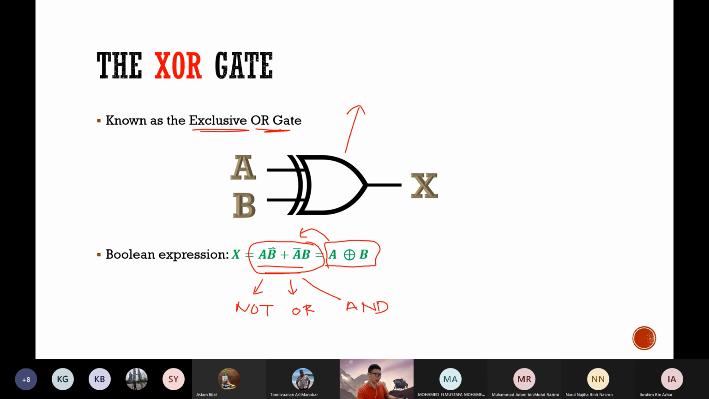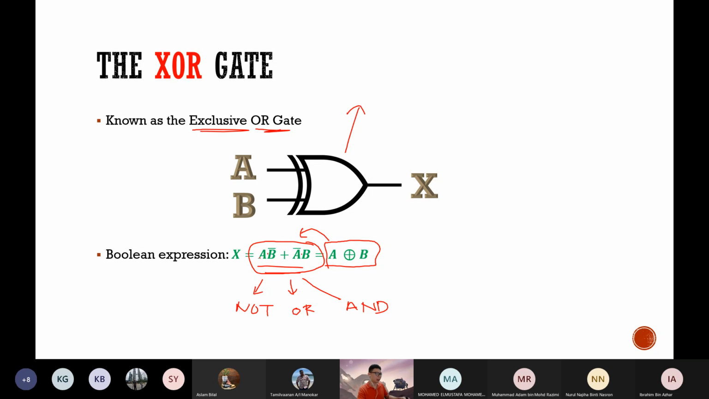Okay, we have a bar over here. This bar is going to use a NOT gate, right? We have an addition over here. This addition over here is obviously going to require OR gate. And we also have multiplication over here. For example, here is a multiplication, and here is another multiplication. It's an AND gate. So what it means over here is that to construct the exclusive OR gate, we are making use of these three gates.